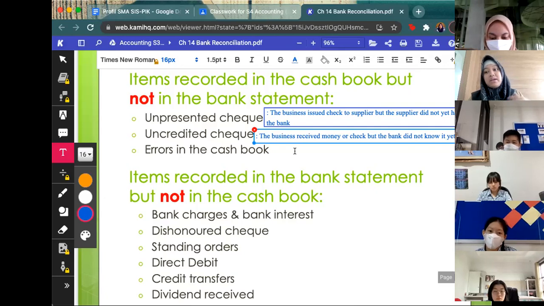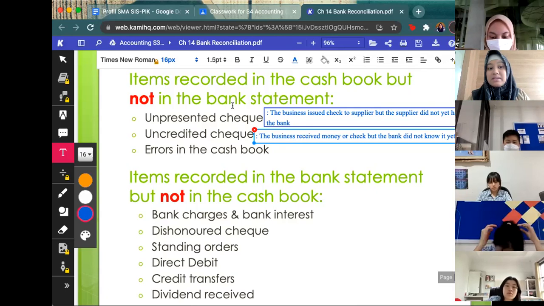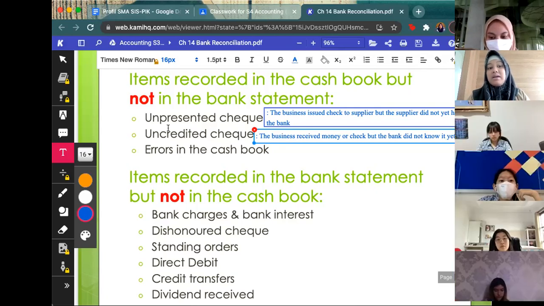So the point is, money in that has not yet been recorded in the bank statement is called an uncredited check. Money out that has not yet been recorded in the bank statement is an unpresented check. Clear, yeah? Do not mix it up.